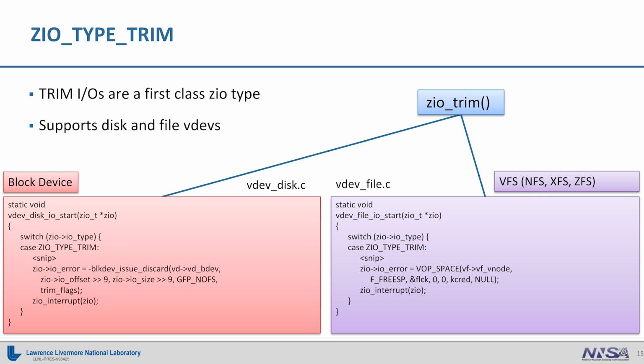VDEV file, again, you just implement the right thing for there. On Linux, VOP space is actually a wrapper for fallocate. So if you're familiar with hole punching on Linux, this really boils down to a hole punch. So if you have a file, it makes it into a sparse file. It punches a hole for that range. If your file system supports it, NFS, XFS, ZFS, all these things support hole punching on Linux. So you even get trim for files, which is nice. And most importantly, all the higher core components of ZFS don't know anything about this. All they know is that they're issuing a trim, right, for a particular range of space that isn't allocated.